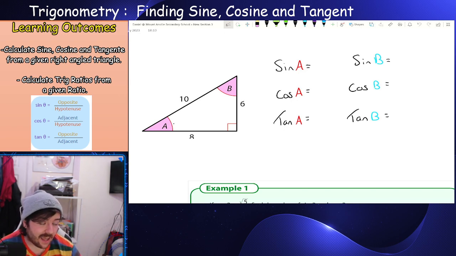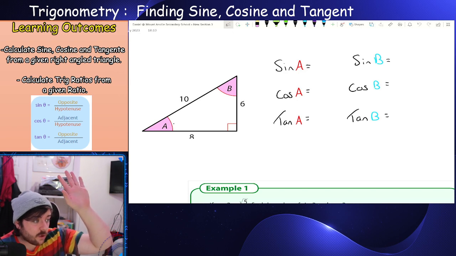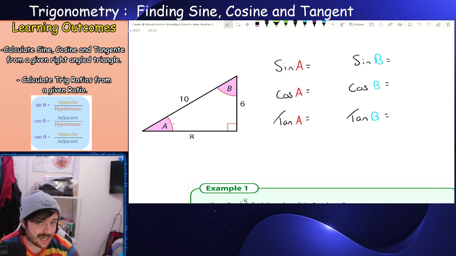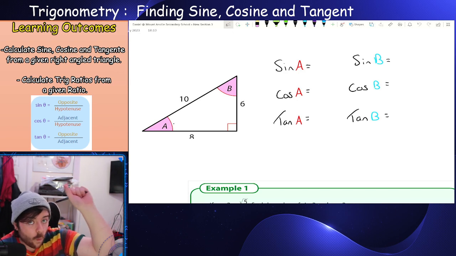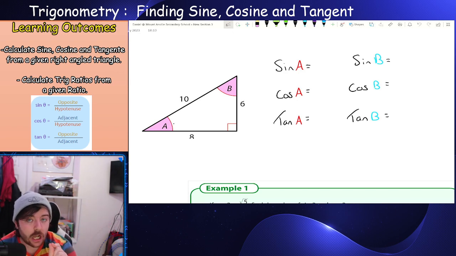The first thing we need to understand is what sine, cosine, and tangent are. These are called trig ratios. These ratios only work for right angled triangles, or right angle triangles. So what is a right angle triangle? Well, it's a triangle with a right angle. You know what I mean?